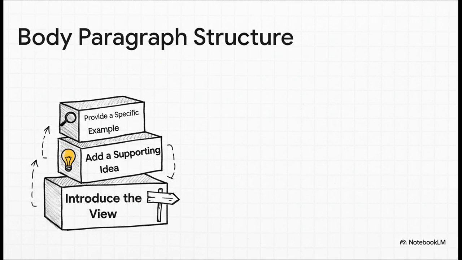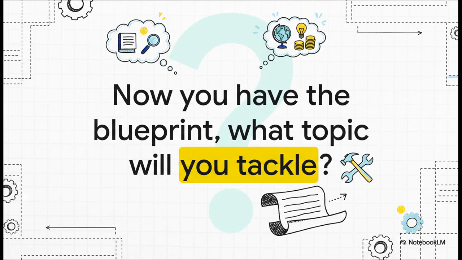So in your first one, you focus on view A, let's say the argument for long prison sentences. You state that point, you explain the reasoning behind it, and, this is the most important part, you back it up with a specific example. Then you just rinse and repeat for your next paragraph, but this time for view B, the argument for rehabilitation. And there you have it.